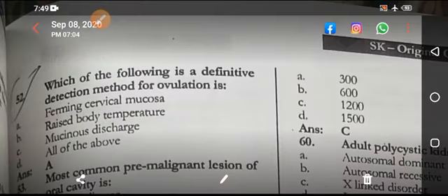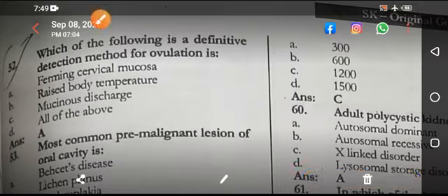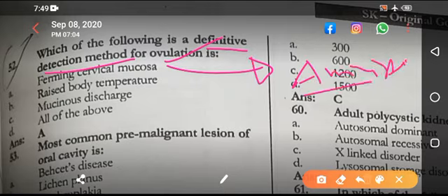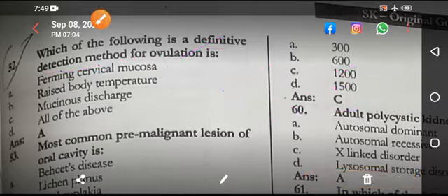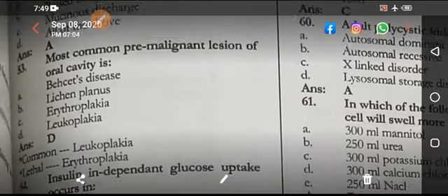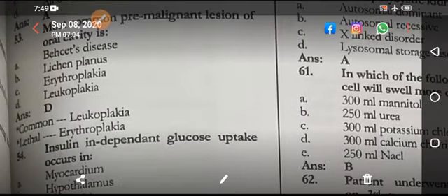What is the following definitive detection method for ovulation? So they are talking about definitive detection method. So ferning of the cervical mucus. Ferning of cervical mucus is seen in two things. It confirms the amniotic fluid, so premature rupture of membrane, if there is any, it will detect, and it detects your ovulation. Most common premalignant lesion of oral cavity, that is leukoplakia, and mostly there is erythroplakia.